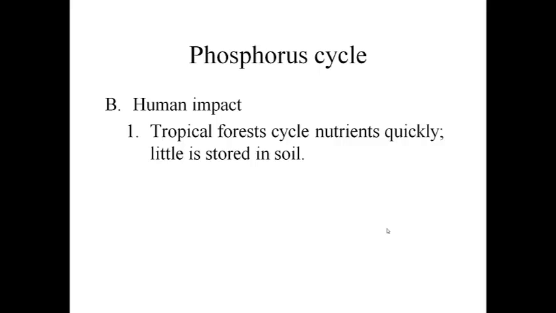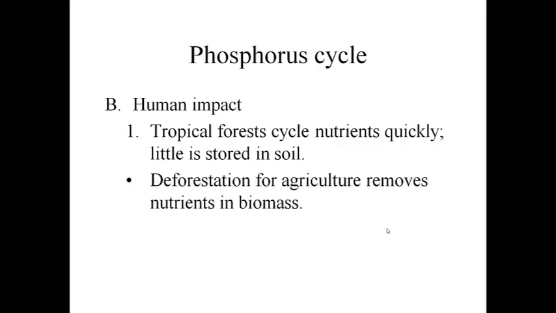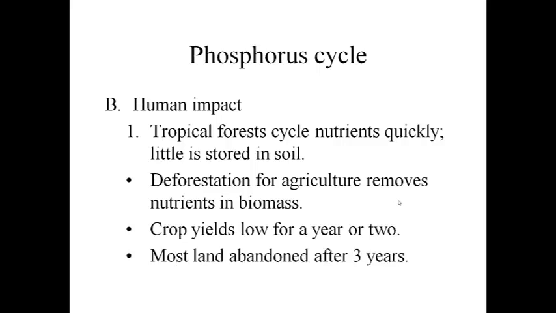Human impact. When we were doing succession, we talked about how the climax forest cycles nutrients quickly. In tropical rainforests, this process is the speediest it is anywhere on Earth. So the tropical forests cycle nutrients quickly. Little is stored in the soil. As soon as a plant drops its leaves on the soil, it decomposes almost immediately and is taken up back into the biomass. When areas of the tropics are deforested for agriculture, that removes all of the nutrients when the biomass is removed.